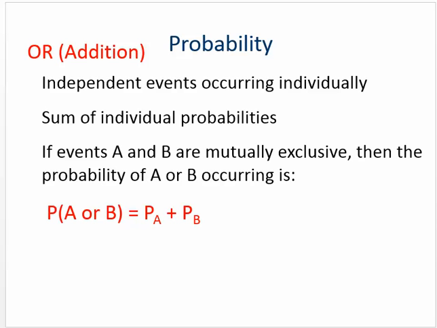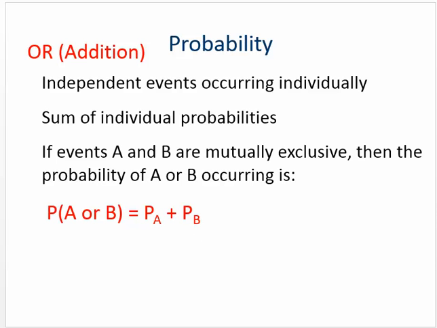Okay, "or." Whenever you see the word "or," it means addition. Independent events occurring individually. It's the sum of the individual probabilities. If events A and B are mutually exclusive, then the probability of A or B occurring is, we're going to take the probability of A and add to it the probability of B.